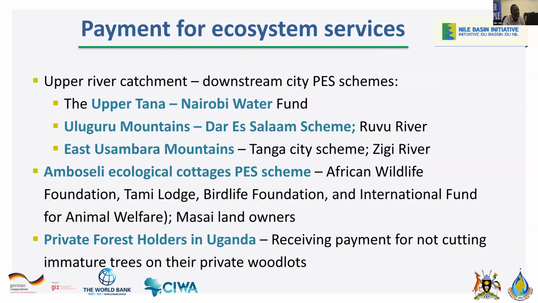There are many examples within our region of working payment for ecosystem services schemes. Nairobi City has such a scheme by which utilities and corporates in Nairobi pay people to manage the catchment better. Uluguru Mountains, another scheme. Eastern Usambara Mountains, another scheme. We have other schemes where landowners in wildlife migration corridors are paid not to erect fences which can prevent wildlife from migrating. Also, people who have private land with forests are compensated by corporates not to cut their trees because of the beneficial effects of those trees for climate change mitigation.